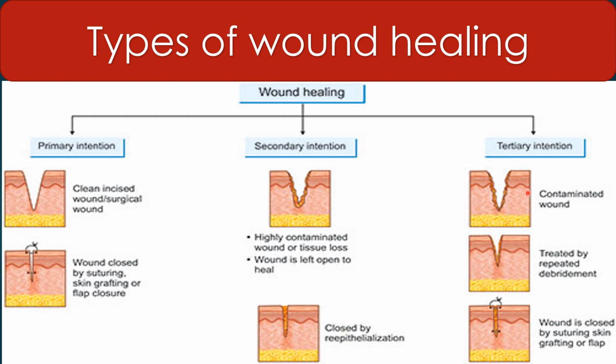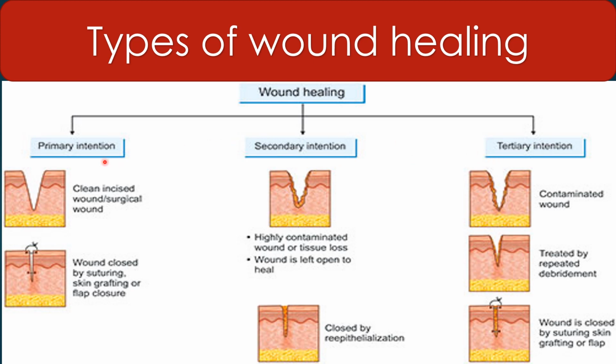Tertiary intention means we are also not closing the wound primarily. We will allow the contaminated wound to become a clean wound by wound debridement and serial wound dressings. Once the wound contamination is settled, we will close the wound with suture material or skin graft and flap cover. So these are all the three types of wound healing: primary intention, secondary intention, tertiary intention.